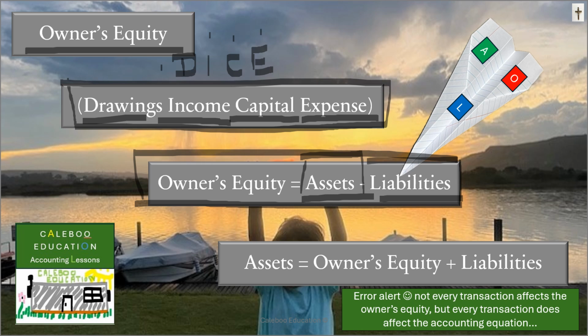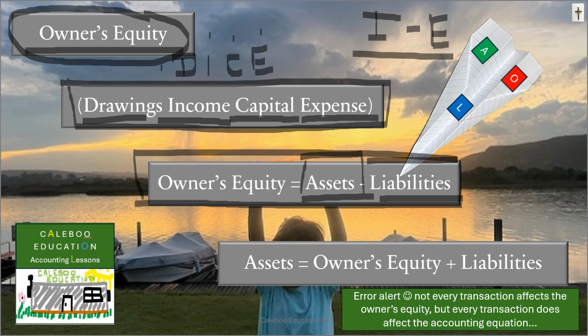And we've just learnt in a previous slide, income less expenses is either a profit or a loss. So the owner's worth can go up or down depending on whether the business made a profit or a loss. So what would increase owner's equity is capital. What would decrease owner's equity would be an expense or drawings, and income would increase owner's equity.